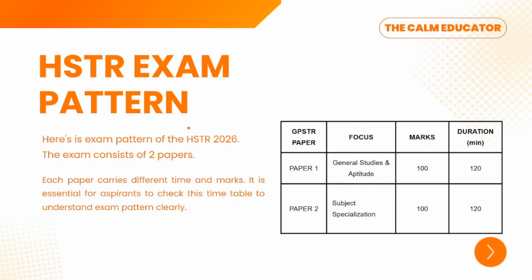HSTR consists of 2 papers, Paper 1 and Paper 2. Paper 1 focuses on general studies and aptitude for 100 marks and Paper 2 focuses on subject specialization with pedagogy for 100 marks.